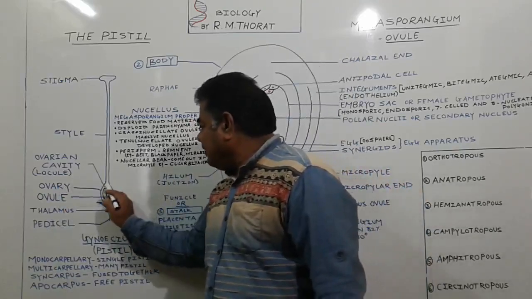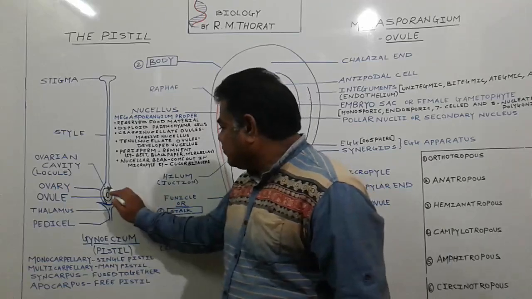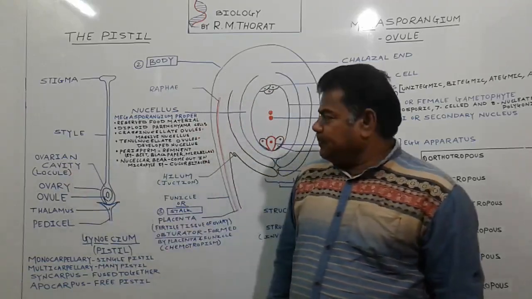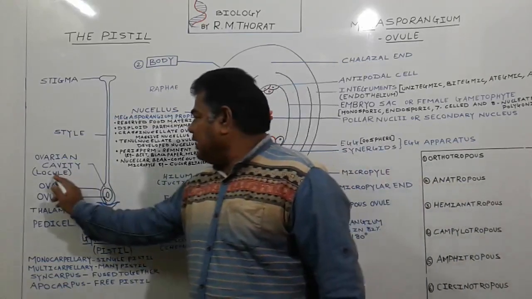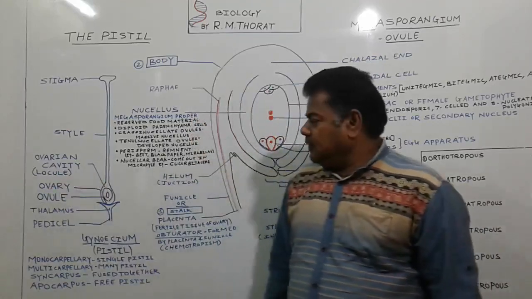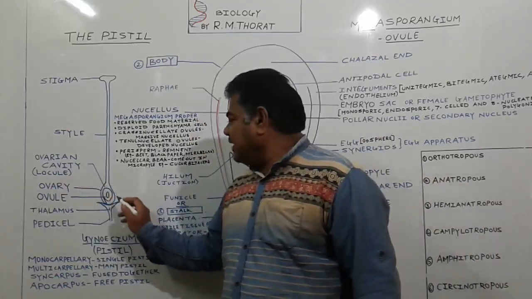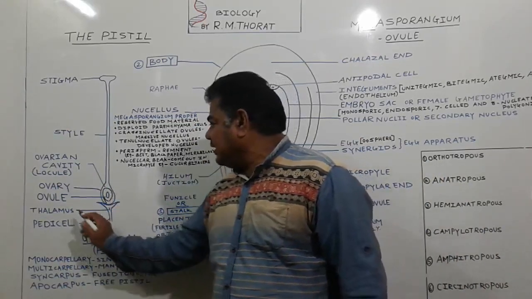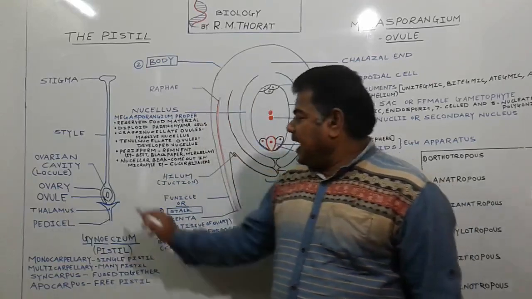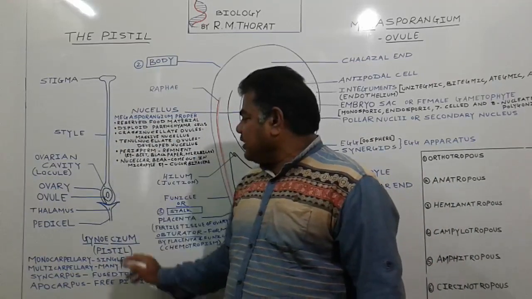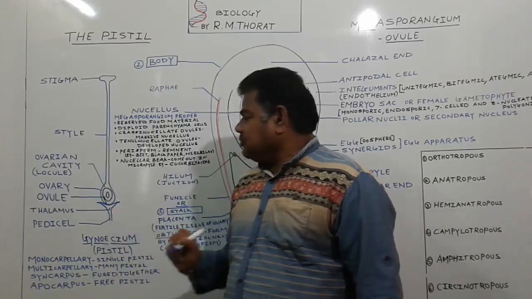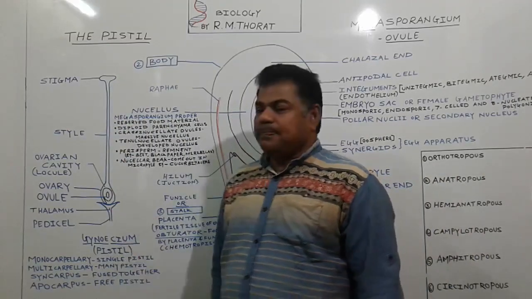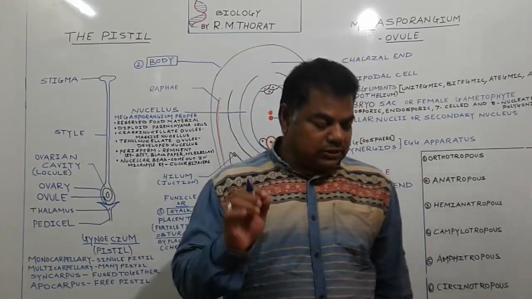Inside this ovary, a cavity is present. This is a cavity, known as an ovarian cavity, or we call it an ovarian locule. And inside this ovarian cavity, this structure is present. This structure we call an ovule. And this complete structure, the gynoecium, is present on the thalamus, which is attached to the pedicel. So this entire structure we call a gynoecium. It is a female reproductive structure.